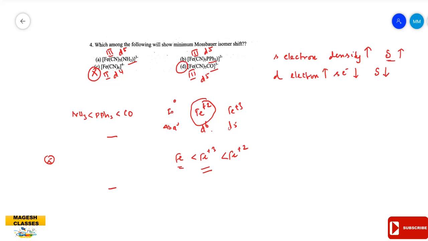As the d electron increases, the positive shift also increases in case of Fe2+. Among the Fe3+ complexes, the more the splitting, the electron density is maximum, and so the isomer shift is minimum. Isomer shift is a measure of the difference in s electron density of the sample and the source. In Mössbauer spectroscopy, cobalt is used as the source.